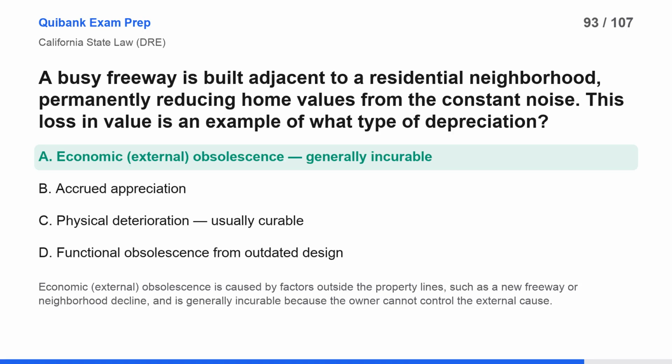The answer is A. Economic external obsolescence, generally incurable. Economic external obsolescence is caused by factors outside the property lines, such as a new freeway or neighborhood decline, and is generally incurable because the owner cannot control the external cause.